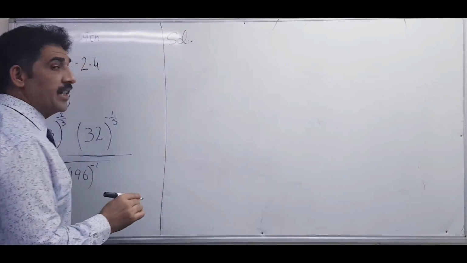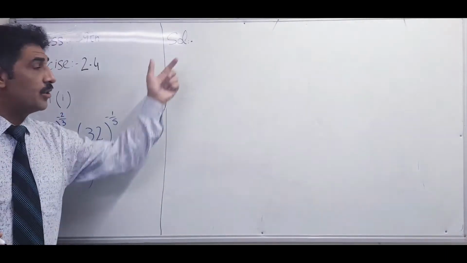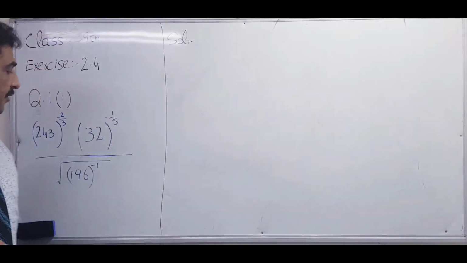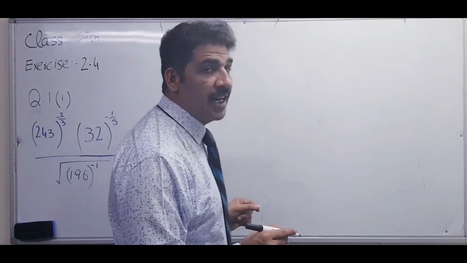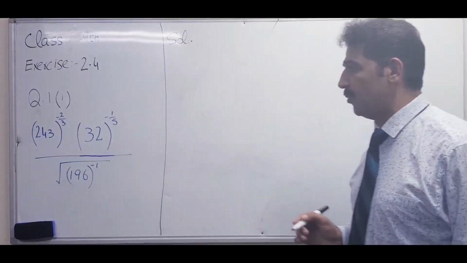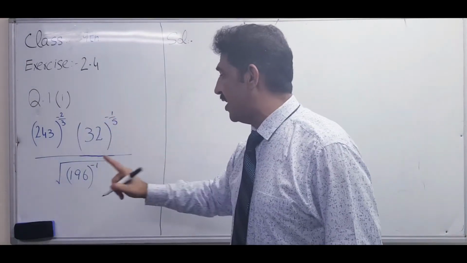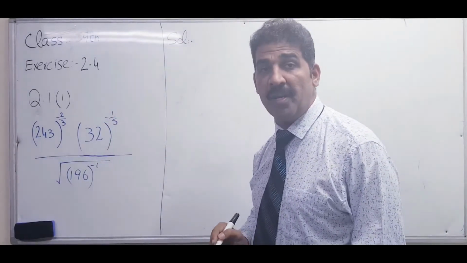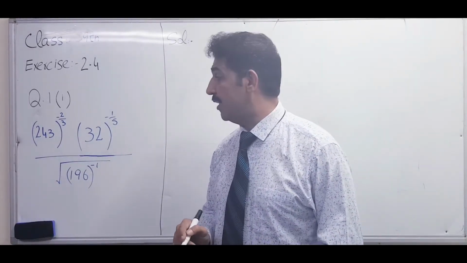Some students are writing only the last number as the answer. Solution is the process, not the short form of the solution. First of all, the first step is that we will try to make the exponents positive. How do we make the exponent positive? This negative exponent, this negative exponent, and this negative exponent, I want to make positive. So how to make it positive?